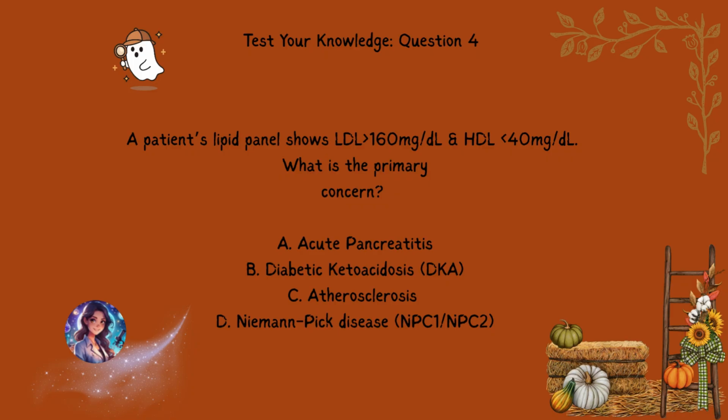Well, starting with acute pancreatitis, we look at the results given to us, and we look at the LDL and HDL, and that's not triglycerides. A value of greater than 1,000 milligrams per deciliter for triglycerides would be a red flag for acute pancreatitis. That's not what we're seeing here.